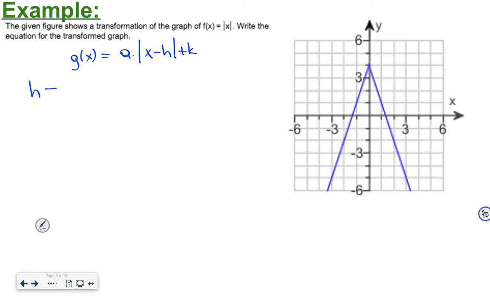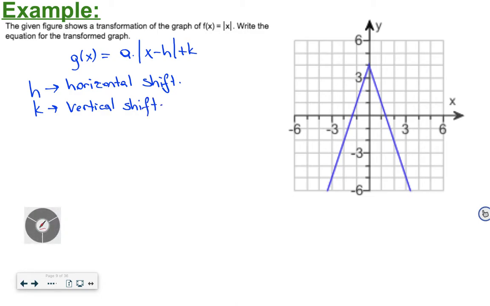What does h stand for? Horizontal shift, left or right. K stands for vertical shift, up or down. And when we compare the transformed function, you need to compare it with the original function. Remember that the vertex of the original function is the origin, 0, 0. So what happened to this vertex?